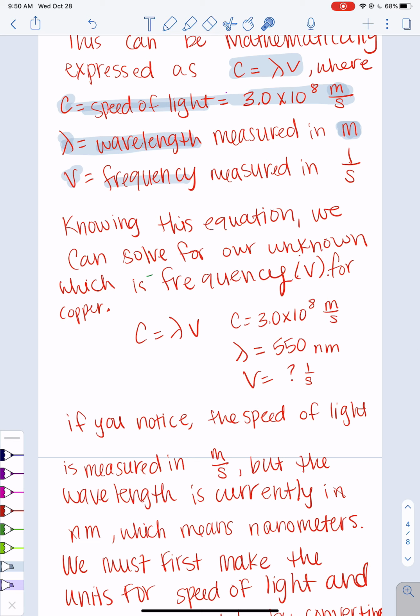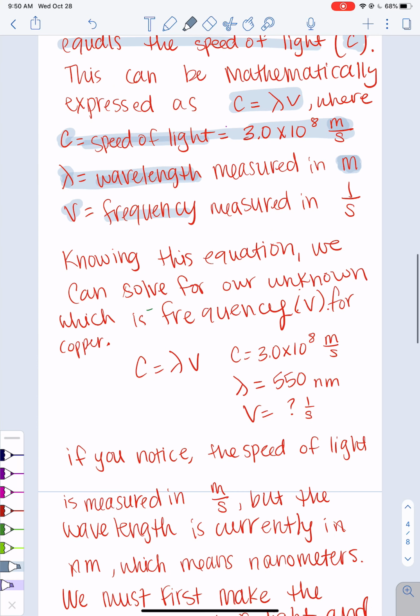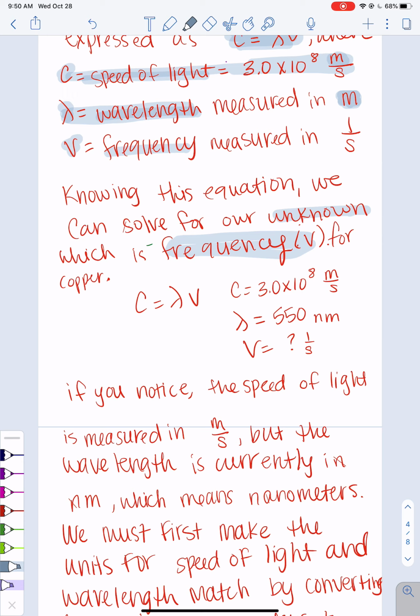So knowing this equation, we can solve for the unknown, which in this case is frequency, or v. Because for copper, we knew that the wavelength given off was 550 nanometers. So we know the wavelength, or lambda. And since it was light, we always know that c is equal to 3 times 10 to the 8th meters per second. So the only one that we do not know is v. So that's why we have a question mark.